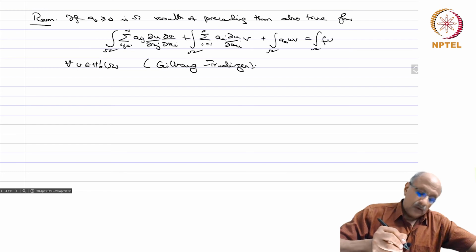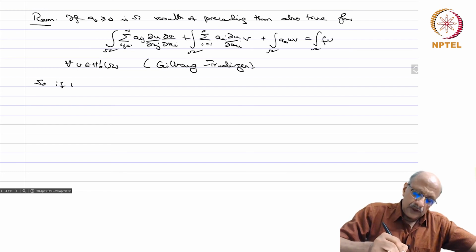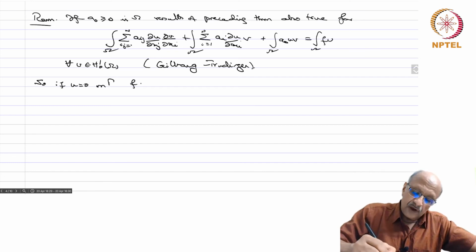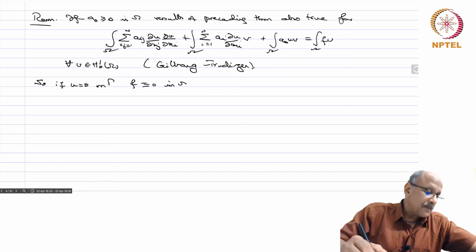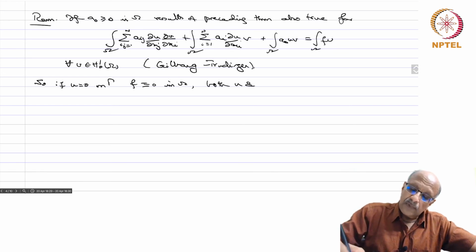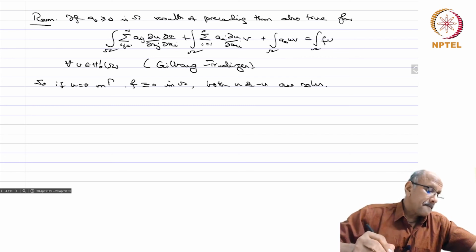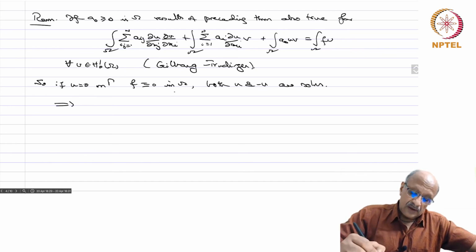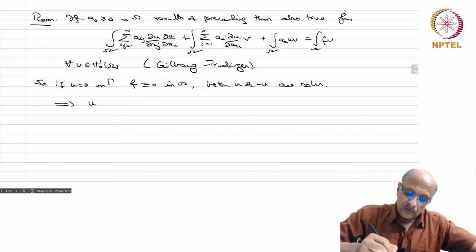Okay. So, if u equal to 0 on gamma, then of course it is both non-negative and non-positive, and f equal to 0 in omega, then we have both u and minus u are solutions, and this will prove by the previous theorem, since the maximum and minimum are both on the boundary, u equals 0 should occur on the boundary, and on the boundary the value is 0. So, this implies u is identically 0 in omega.